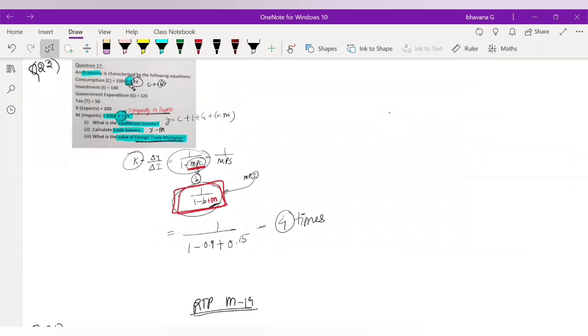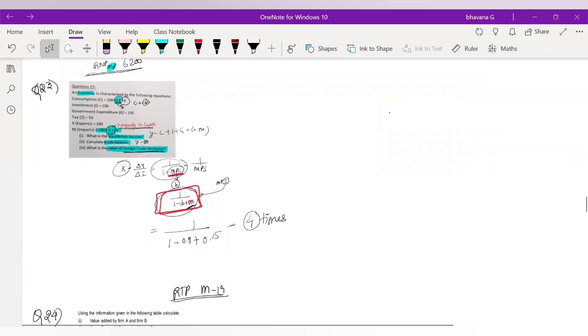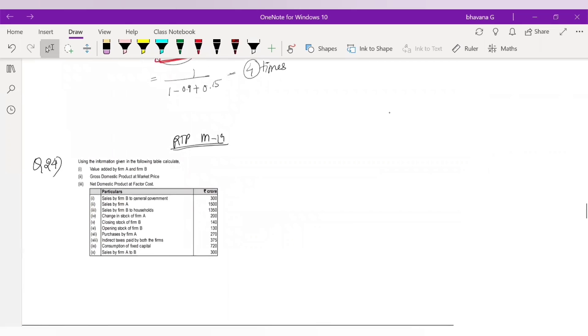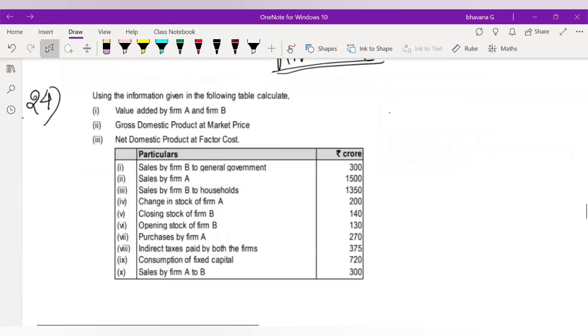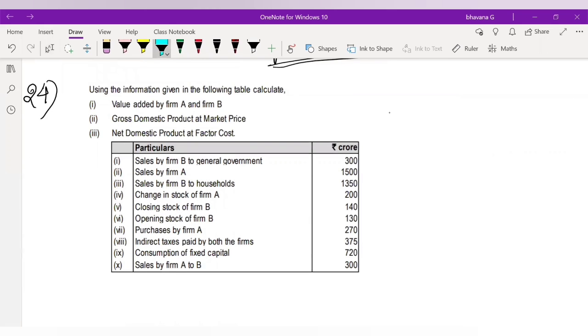Okay, fine. So we have completed our question number 23 also. Now we have completed our 2 RTPs. We are moving to our third RTP paper, that is May 19. Here they have told you, using the information given in the following table, calculate value added by firm A and B, gross domestic product at market price and net domestic product at factor cost.